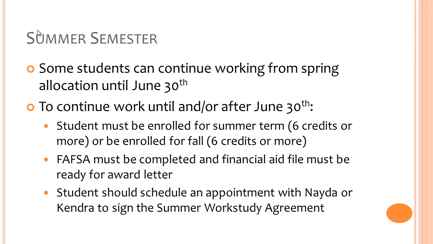They must be enrolled for summer term 6 credits or more, or be enrolled for the upcoming fall semester 6 credits or more. They must also have next year's FAFSA completed, and their financial aid file must be ready for an award letter. Once these requirements have been satisfied, the student needs to meet with NIDA or Kendra to do new work-study paperwork, as July 1st marks the beginning of a new fiscal year. Keep in mind, payroll takes about 1 week for processing. It is best to have the student set up their appointment sometime in mid-June so that they can transition smoothly into the next fiscal year.